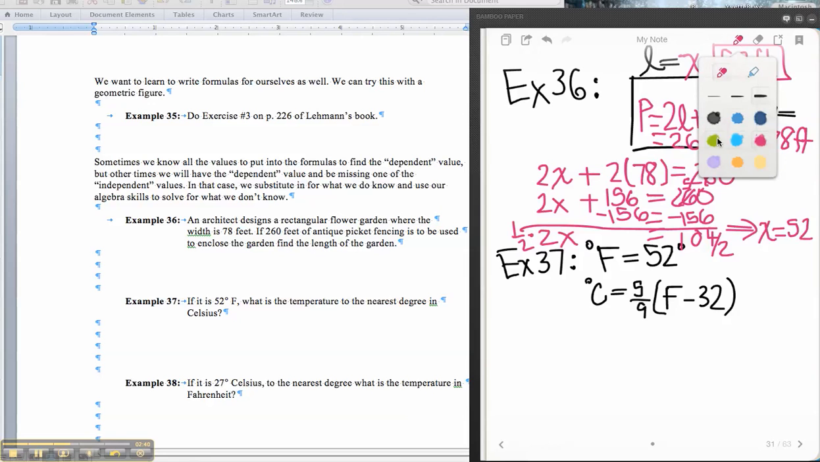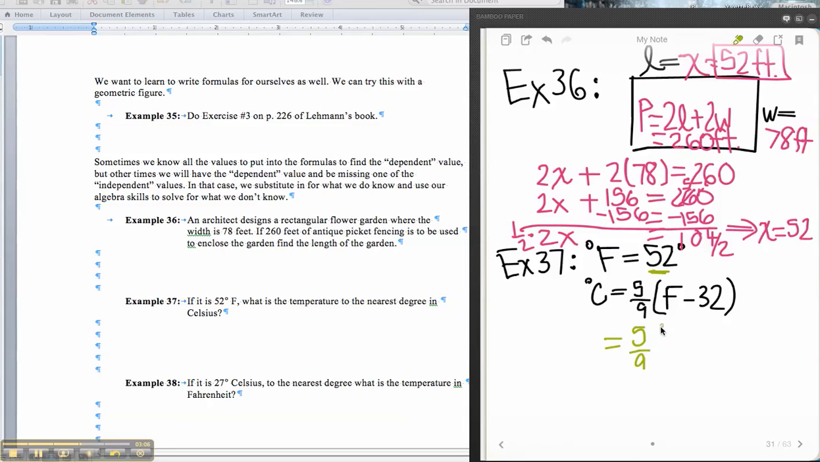Our next problem, we're going to use the formula for temperature conversion. So it says if it is 52 degrees Fahrenheit, and you see I've already put that in here, what is the temperature to the nearest degrees in Celsius? So degrees Celsius is equal to 5/9 times, in parentheses, the degrees Fahrenheit minus 32. So we're just going to substitute into this formula.